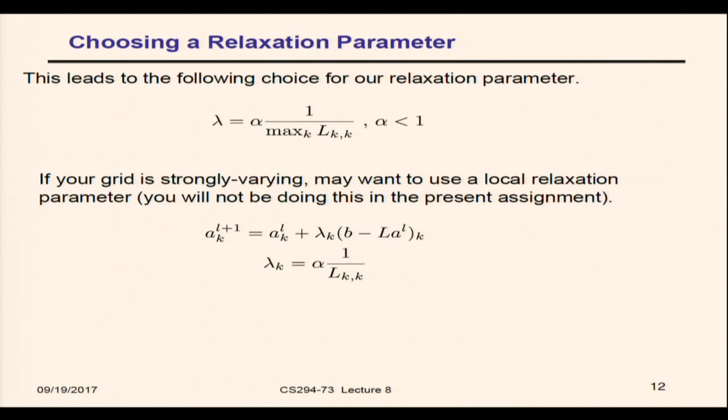Now, if your grid is strongly varying, you might want to use a local relaxation parameter. That is, instead of using one single alpha everywhere, you would use a different lambda at every location k, where lambda k is equal to alpha divided by the local value of the diagonal. You won't be doing this in this assignment. There's a corresponding thing that occurs when you do structured grid calculations, but it's for the case where you're not solving Poisson's equation, but something that has variable coefficients. And in that case, you have things that are analogous to having the diagonal vary, and using local relaxation parameters is sometimes desirable.